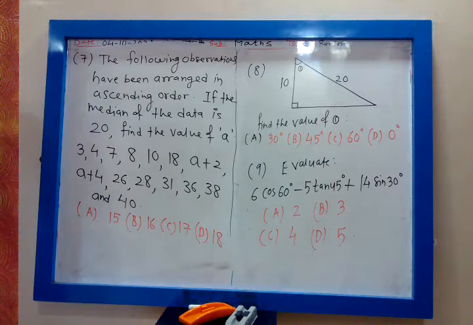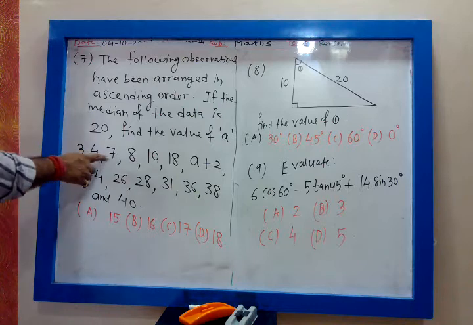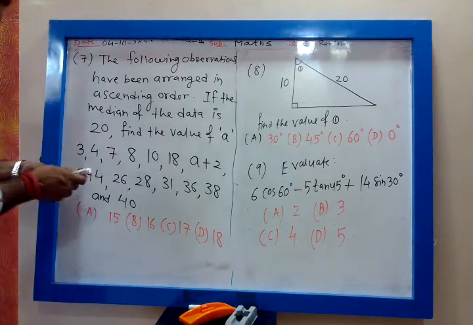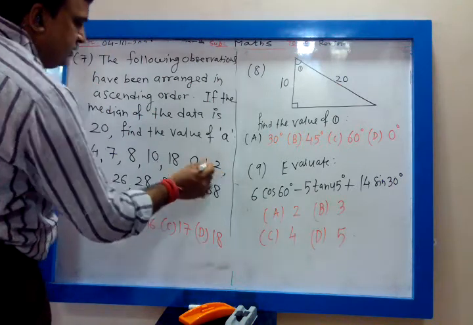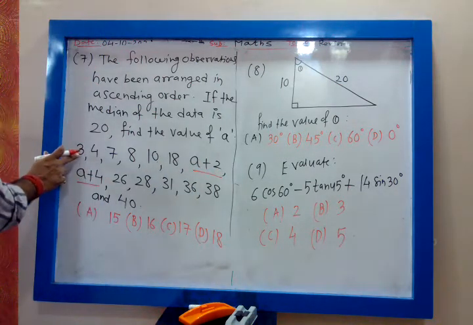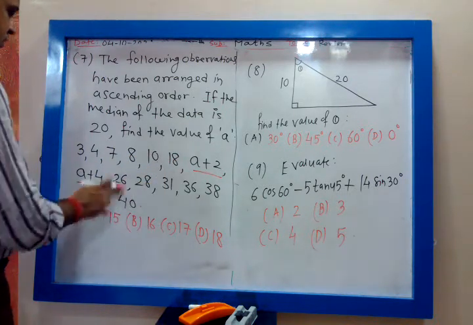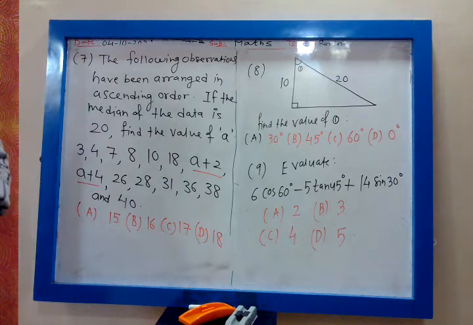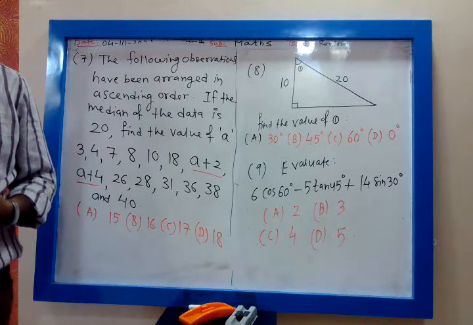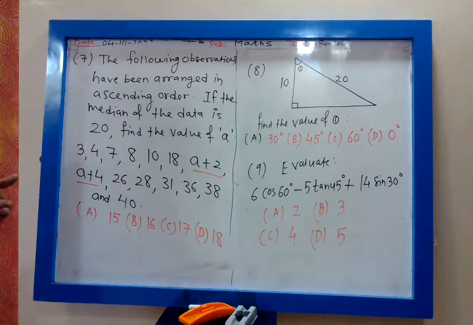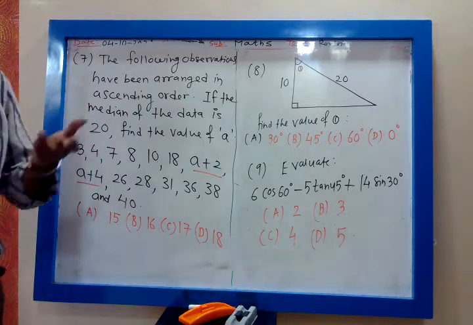Chalo, my dear, do it. Median of the data is given. You count how many values are given. 1, 2, 3, 4, 5, 6. A plus 2 is 1 value. A plus 4 is 1 value. So 1, 2, 3, up to 14. 14 values are given. 14 is an even number, so the median formula will change. Median will be n by 2th observation plus n by 2 plus 1th observation, whole divided by 2. Median is given 20. Just substitute. Get the answer.